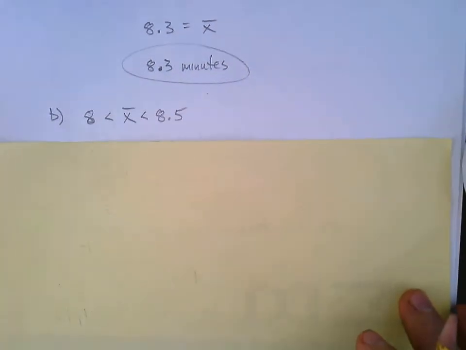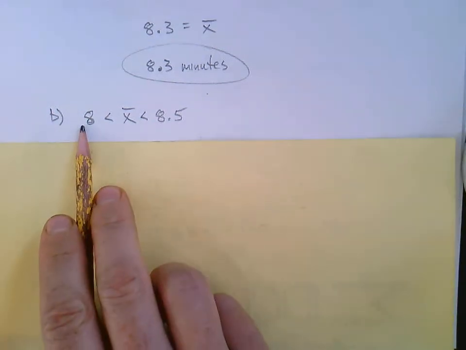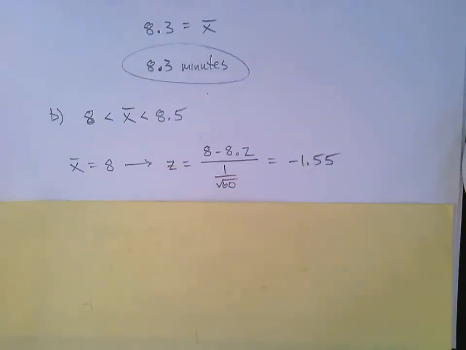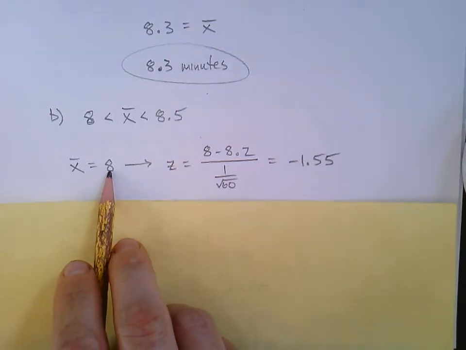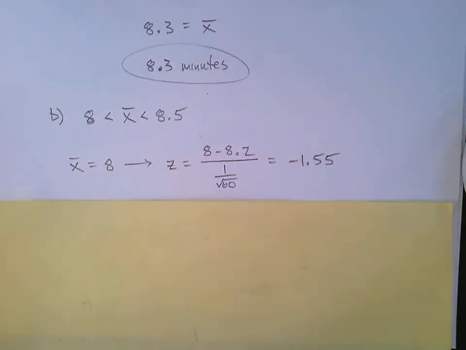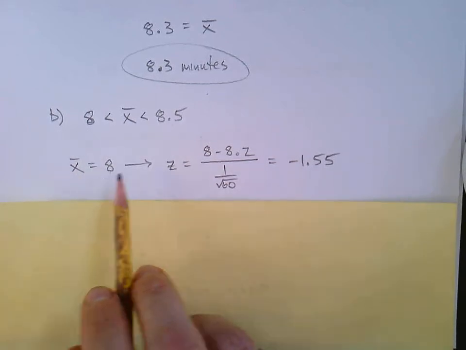What we're saying is X bar is going to fall between 8 and 8.5. And so how do we proceed? What we need to do to get started is find the z-scores for both 8 and 8.5. So let's start off with 8. Think of X bar as just equaling 8, the smaller one. We're going to do the same thing for 8.5 in a moment. Let's find the z-score that goes with the 8. So we'll plug that into our formula.